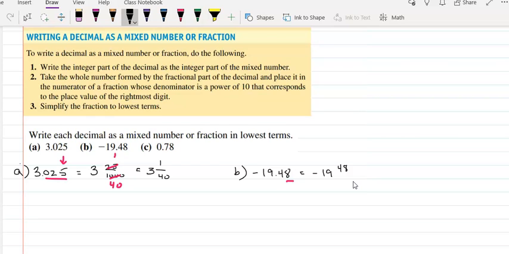Okay, so this next part is negative 19.48, and we want to look at the 8 because it's the last decimal place, and that is in the hundredths place. So we're going to write negative 19 and 48 100ths. Okay, so now we need to reduce that. Both 48 and 100 are divisible by 4, so we're going to divide this by 4, and we get 12. And we're going to divide 100 by 4, and we get 25. Okay, so this is going to be negative 19 and 12/25.